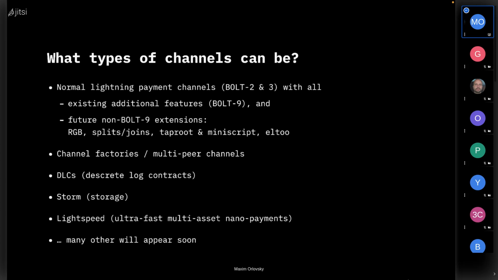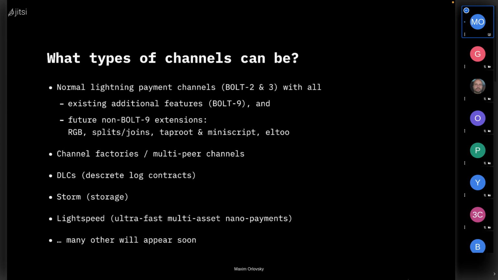So this is a form of state channel. There are other protocols I haven't mentioned here: Prometheus, which acts the same way as Storm, but for decentralized computing, and Lightspeed, which is ultra-fast multi-asset nano payments. It's a modification to the existing Lightning Network, which can leverage the higher speed and fewer signatures to do much faster payments. And many, many others, I believe, will appear soon.